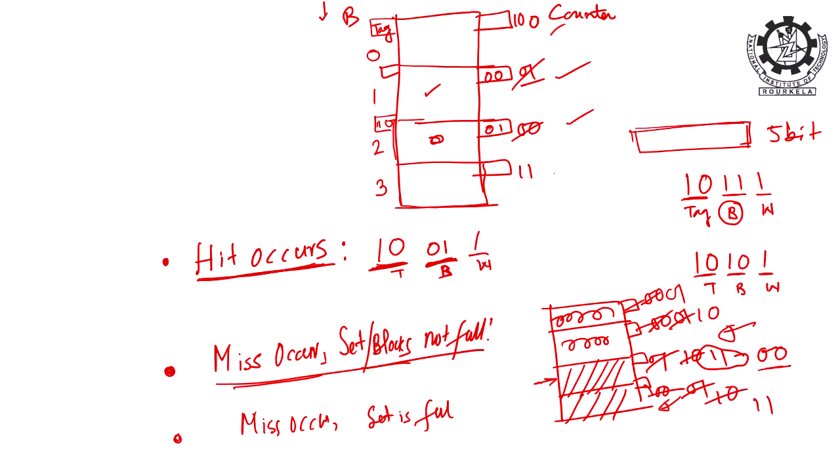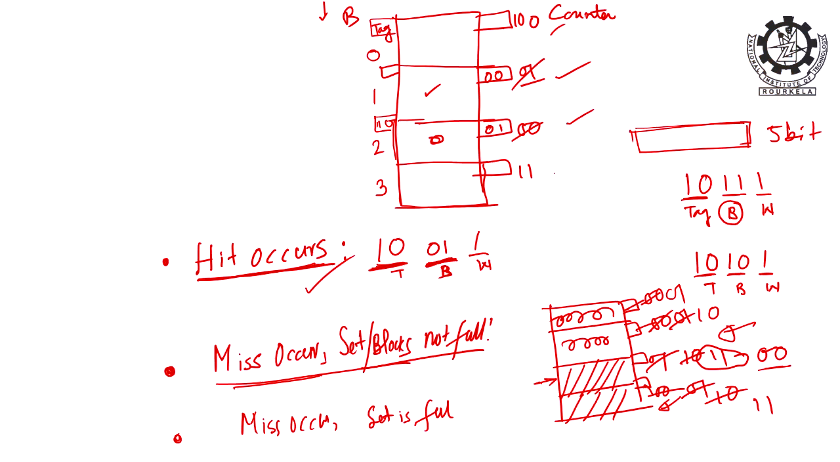Then we have three cases. One is a hit, then you change the particular block value, because a hit means that block is there in the cache memory.